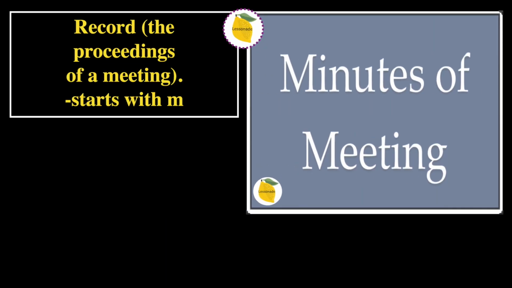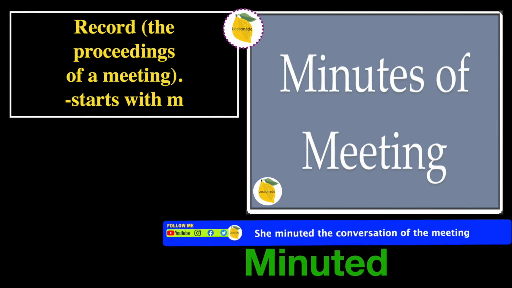The next definition is record the proceeding of a meeting. Starts with M. In this picture, it says minutes of meetings. So therefore, the word is minuted. And the sentence is, she minuted the conversation of the meeting.